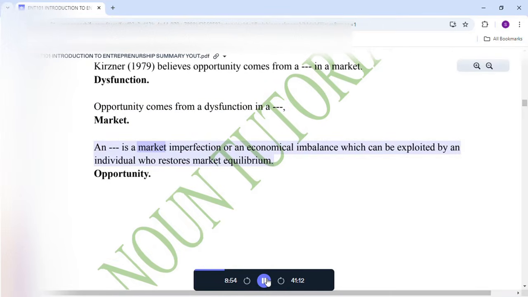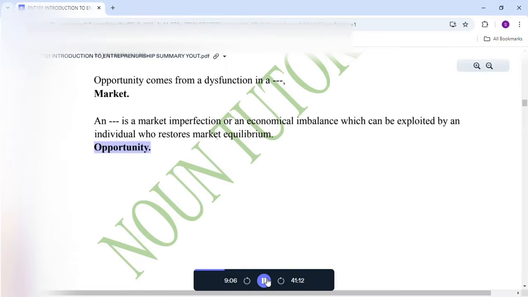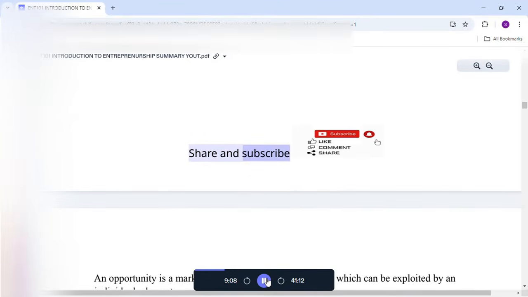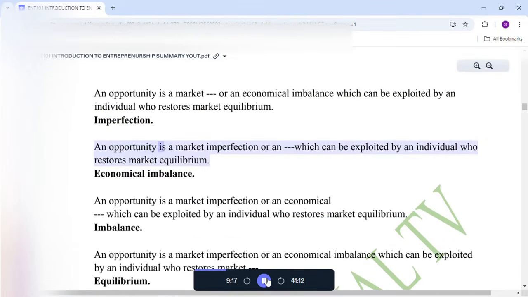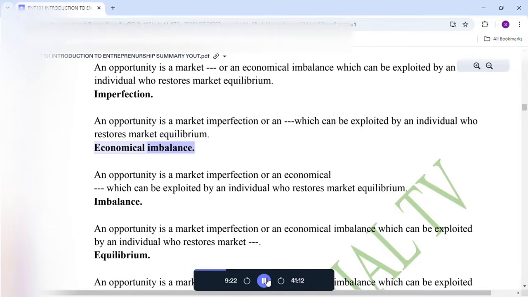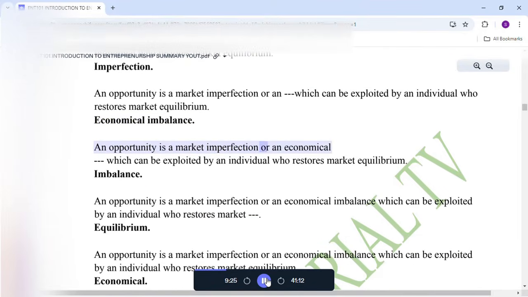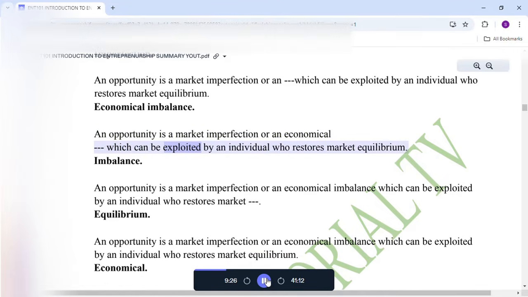An opportunity is a market imperfection or an economical imbalance which can be exploited by an individual who restores market equilibrium.